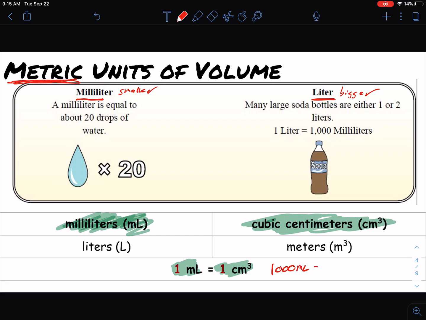1,000 milliliters equals 1,000 cubic centimeters. It's called a 1-to-1 ratio. They always equal one another. And this is really good because if you have a cube, as we're going to find out, and you find the volume of the cube, you know exactly how much water can go in there because they equal one another.